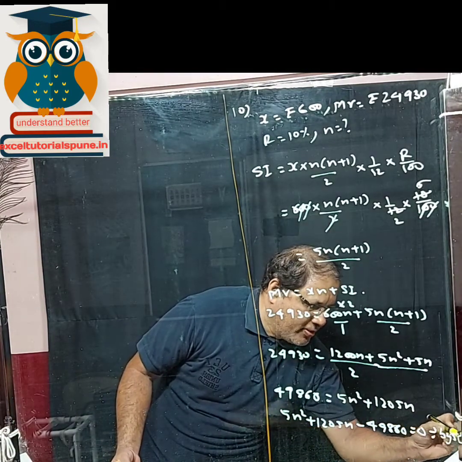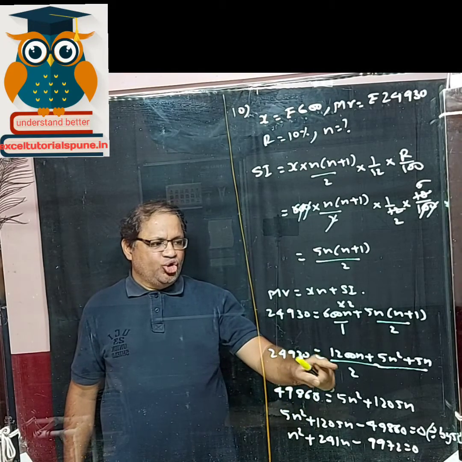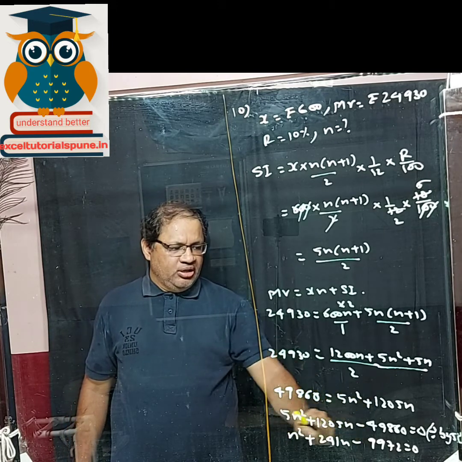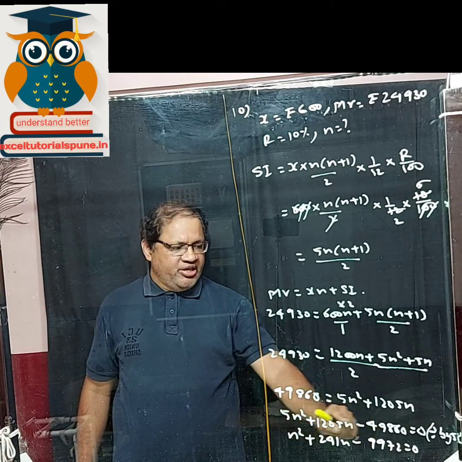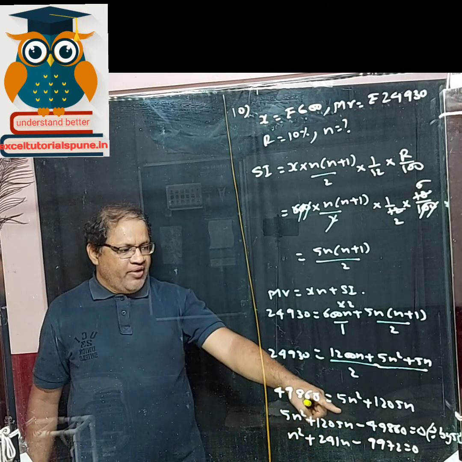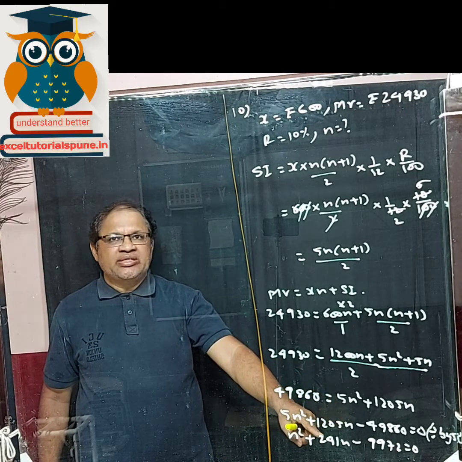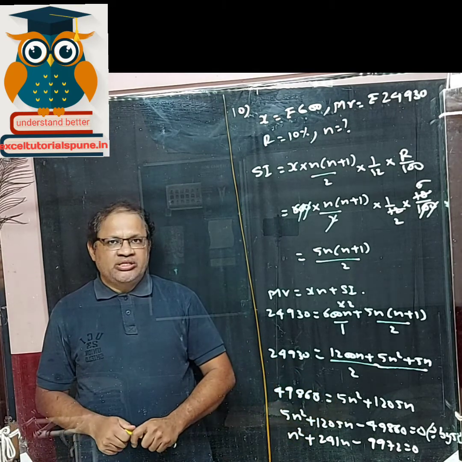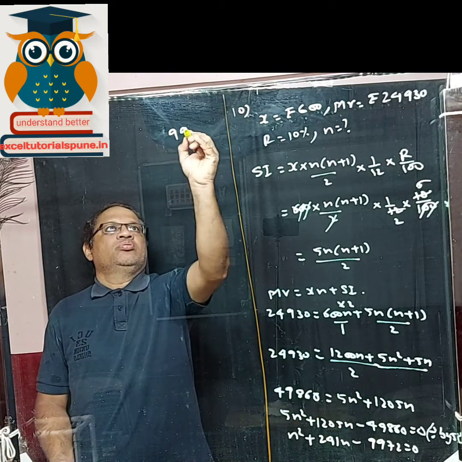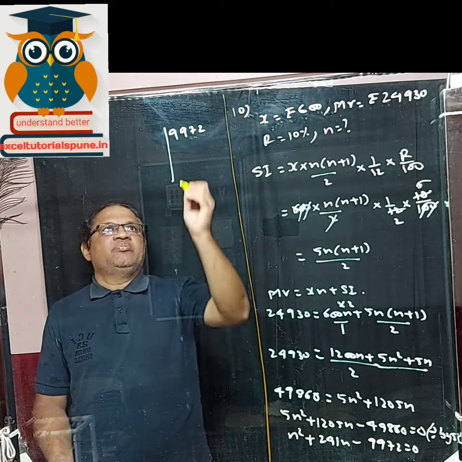Divide by 5. So you can divide all this term. After you multiply 24930 into 2, we get 49860. Arrange it properly in the form of quadratic equation. Divide this by 5, we get n square plus 241n minus 9972. Factorize 9972 in such a way that you get 241 as the sum or the subtraction of that. So that's quadratic. 9972 is a big number, but if you factorize it this way, it becomes easy.